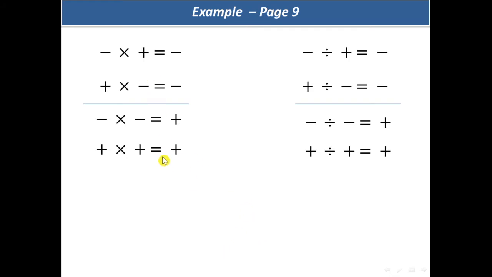You have to learn that when you have two equal signs, it always gives you positive. When you have two different signs, it always gives you a negative result. Okay? So now examples, page 8 and 9. We have these examples here.